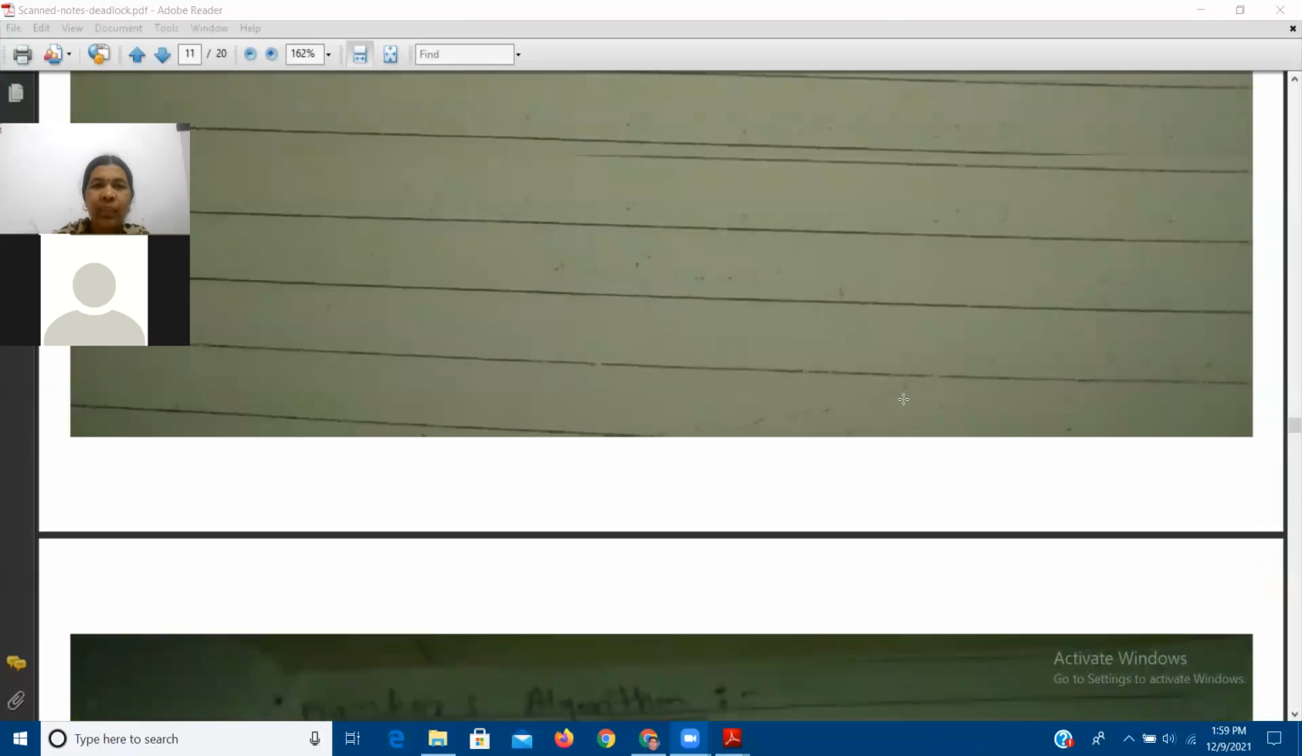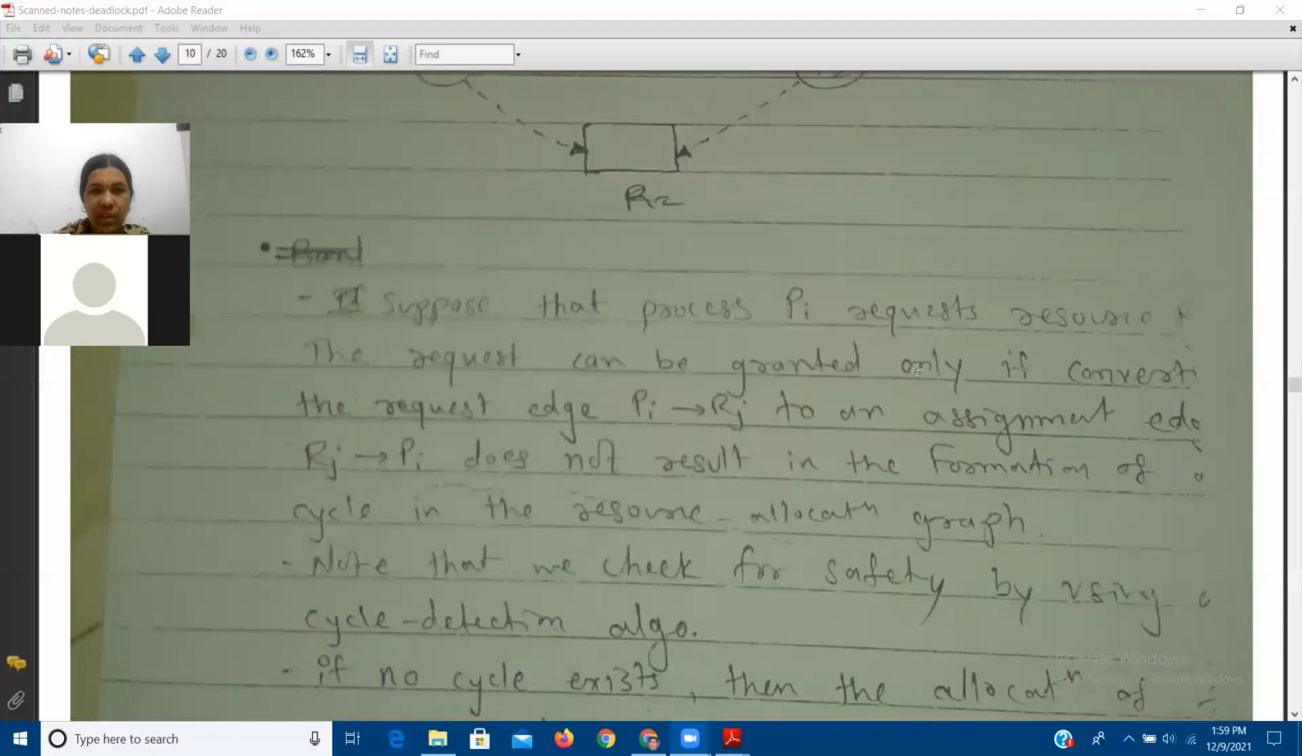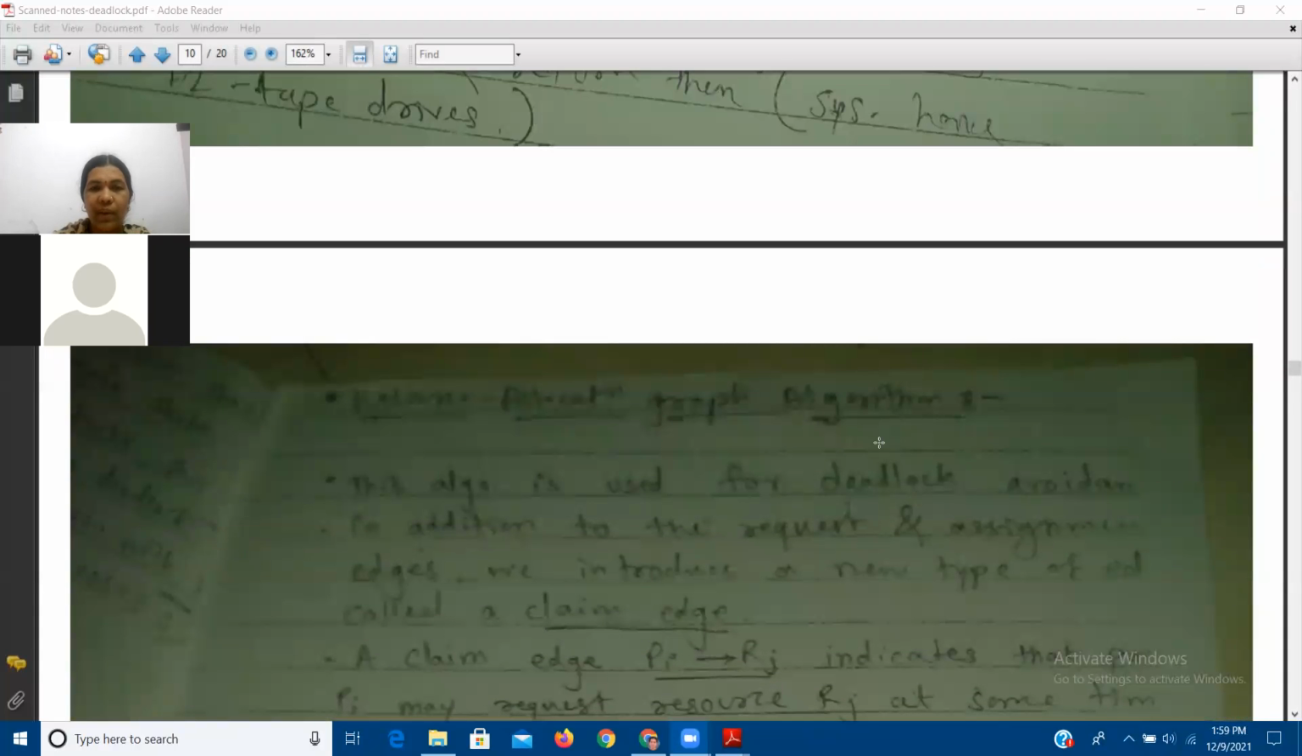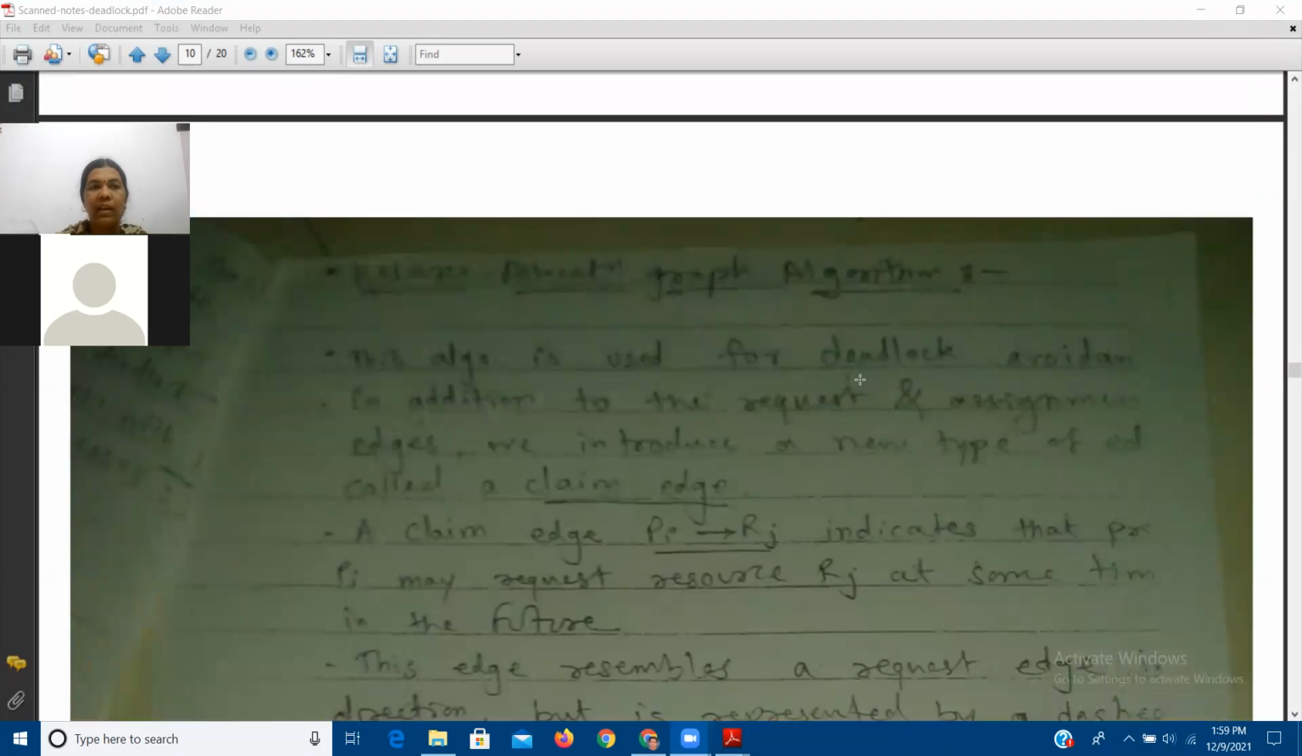First of all, we'll discuss the resource allocation graph algorithm. It's a simple algorithm, so all of you listen carefully. This is the first algorithm which we are discussing under deadlock avoidance. Yesterday we discussed the resource allocation graph: how to represent the processes, how to represent the resources, how the request is made, which is called a request edge, and how the resource is allocated, which is called an assignment edge. Based upon that resource allocation graph, we'll discuss this algorithm.